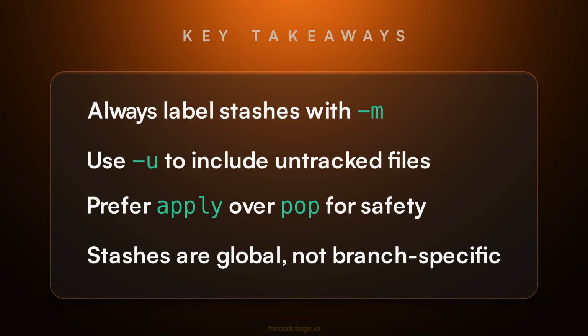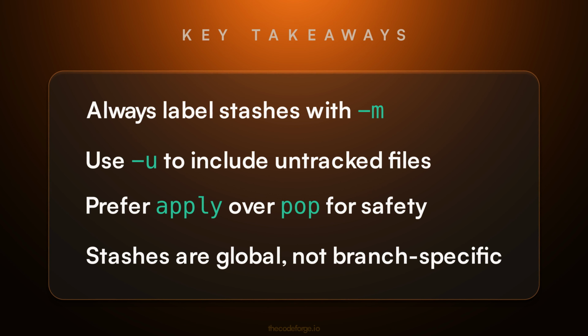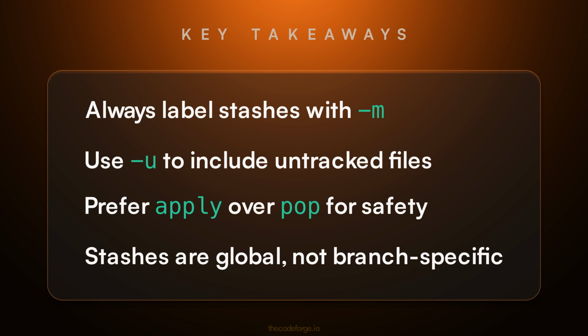Let's recap. Always add a message to your stashes. Use git stash -u to include untracked files. Prefer git stash apply over pop when conflicts are possible. Stashes are global to the repo, not scoped to a branch. And if a stash survives more than a few days, convert it to a branch.